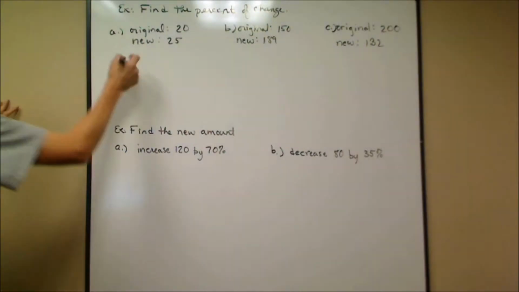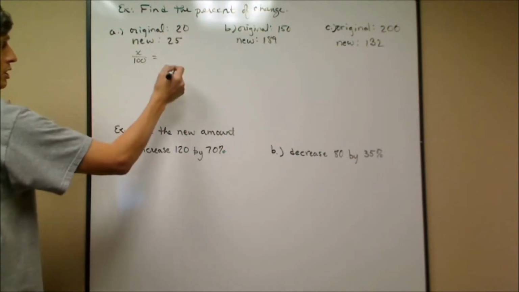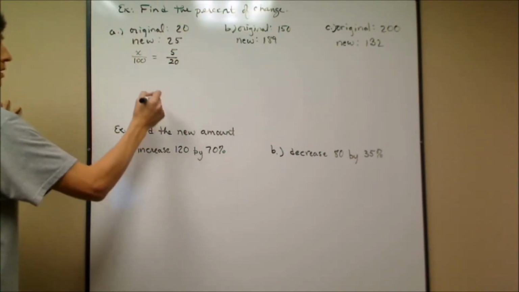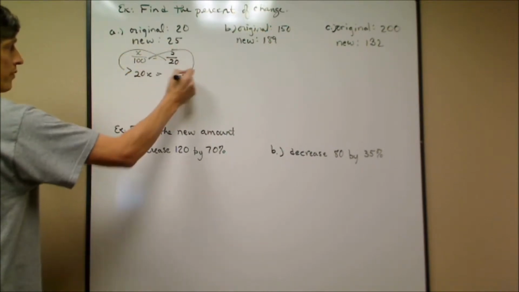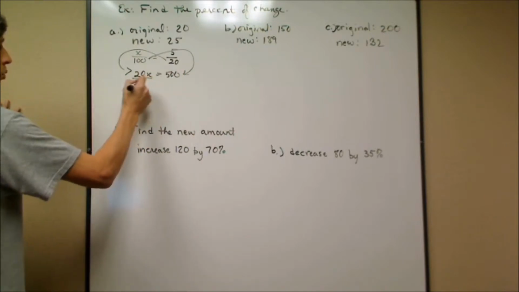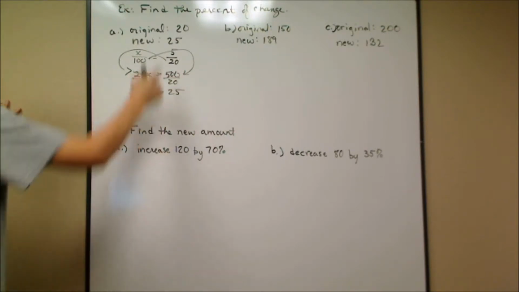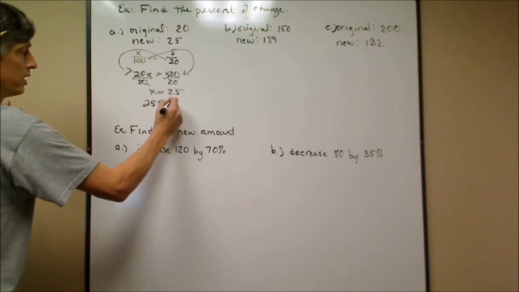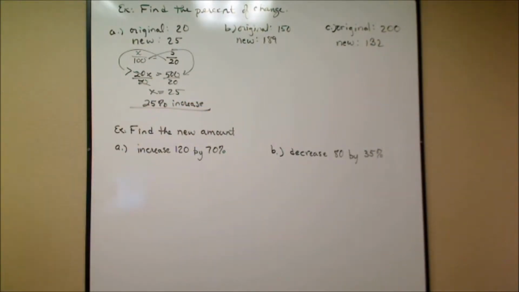So over here, I'm going to say x over 100 equals the change, which is the difference here, 5, always compared to the original amount, 20. So I cross multiply, 20x equals 500, divide by 20, x equals 25. Now you can see it went bigger, so this is a 25% increase. And I'm going to put that word increase down to indicate what type of change we have.